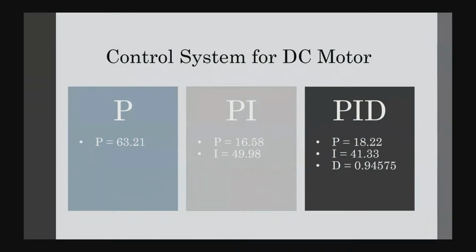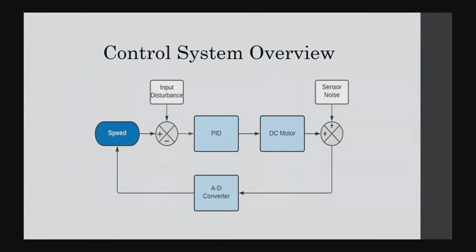Now I'm going to talk about our control system for our DC motor. Our DC motor will create some error when it's running. Therefore, we need a control system to be able to reduce the error. Our group decided to use classic control models, which are P, PI, and PID. Those models are widely used in the DC motor area.